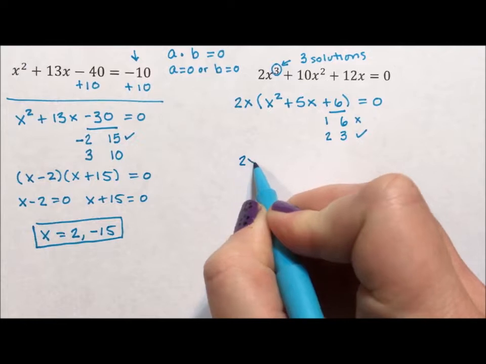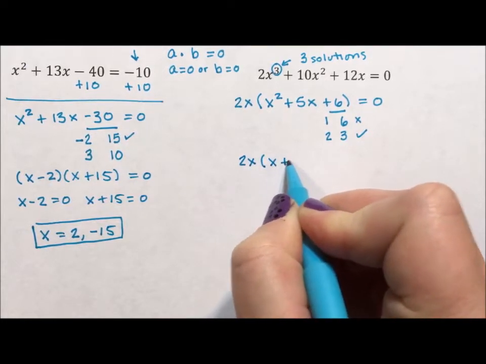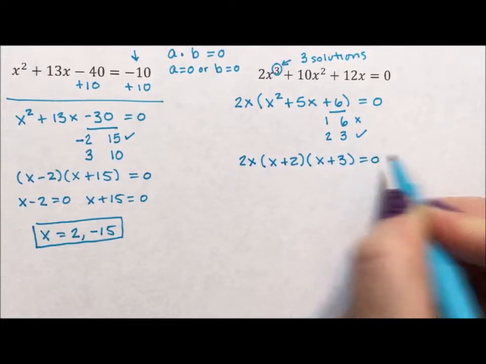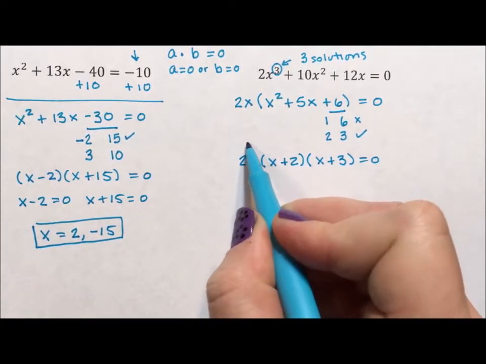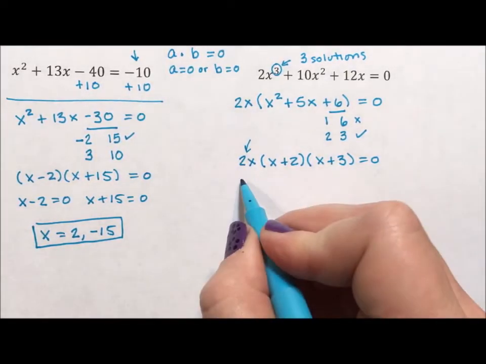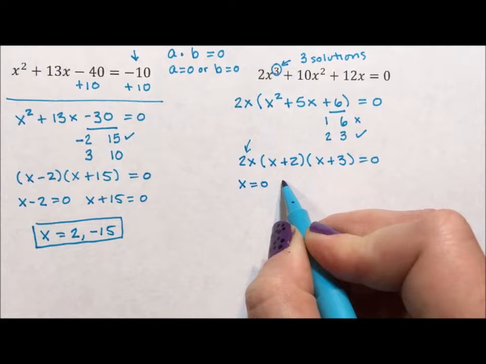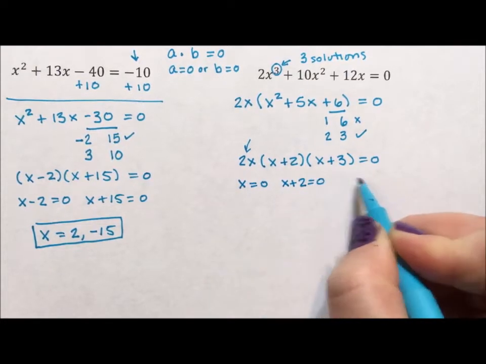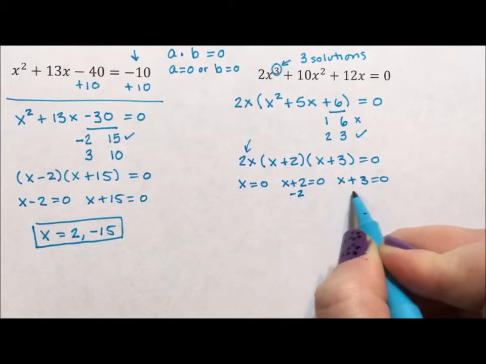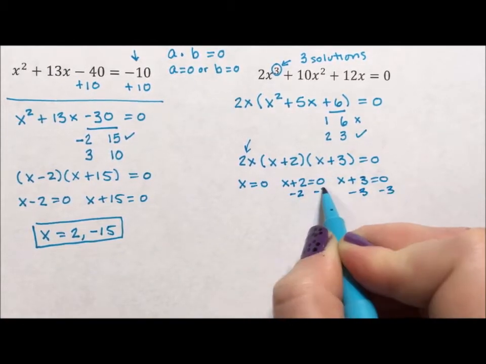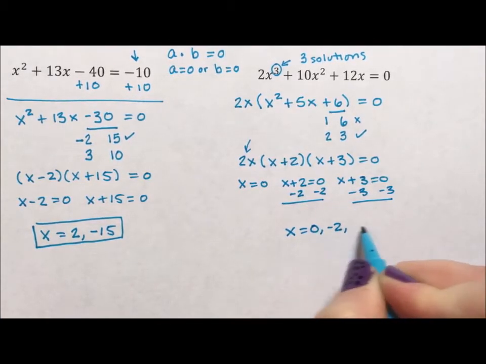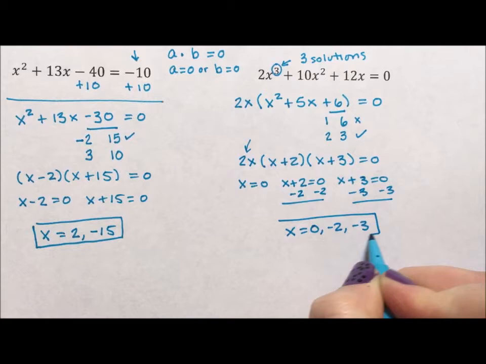So we have 2x times x plus 2 times x plus 3 equals 0. Well, this 2 can't be 0, so that's not in the running for being one of our zeros. Either the x is equal to 0, the x plus 2 is equal to 0, or the x plus 3 is equal to 0. If I do a little bit of solving, I get that x is equal to 0, negative 2, or negative 3.